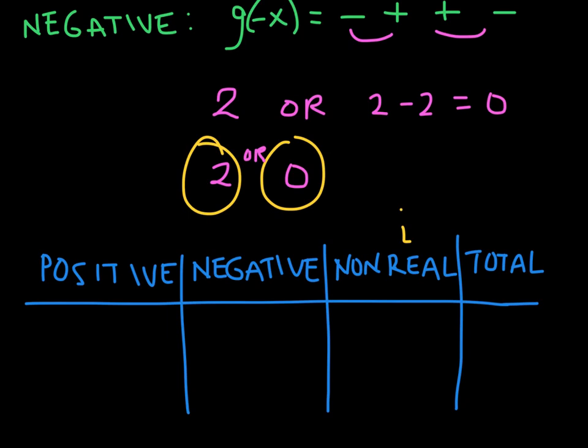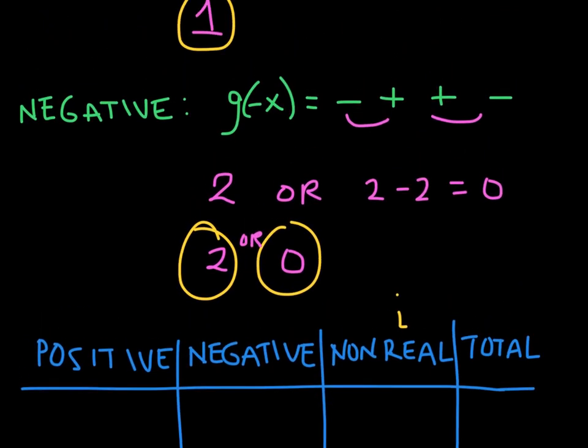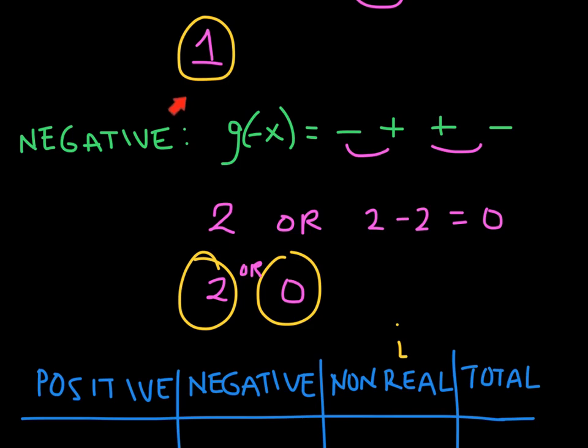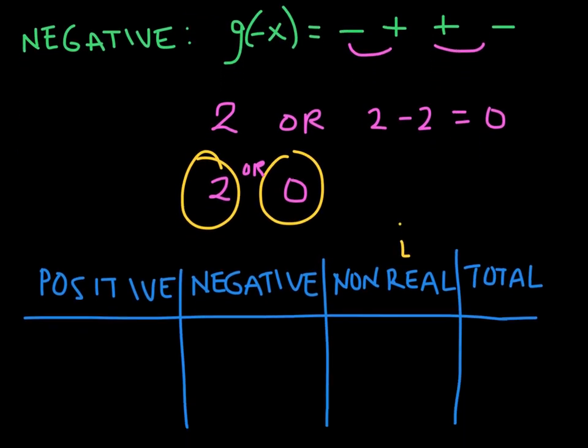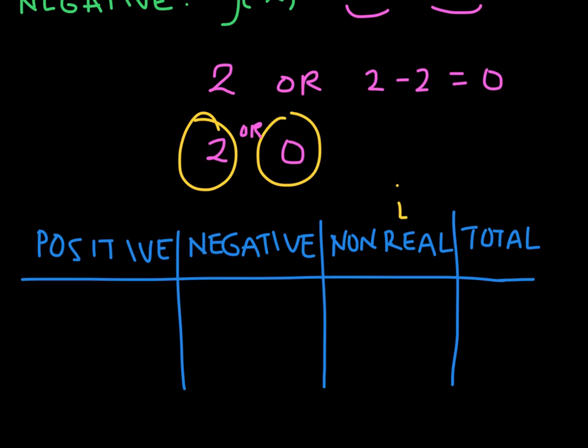Now, let me scroll up here. Remember how many positive zeros you have? Only 1. So I'm going to put in 1 in this first column here. Remember, there has to be 3 zeros altogether. And then Descartes' Rule of Signs says that you could have 2 negative zeros. Now, if you have 1 positive zero and 2 negative zeros, 1 plus 2 is 3. That's all. That's the total number of zeros. That leaves you with 0 non-real.